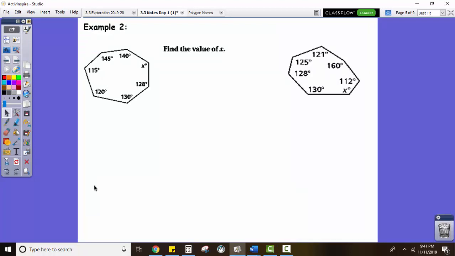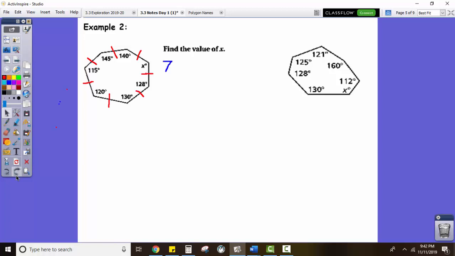Okay, for example 2, it says find the value of x. So notice we have this missing angle that we want to find in this polygon. So step 1 is I need to know how many degrees are supposed to be in this polygon, the total, the sum, so what we've been doing with counting the sides. So first, count the sides. 1, 2, 3, 4, 5, 6, and 7. So I know there's 7 sides.